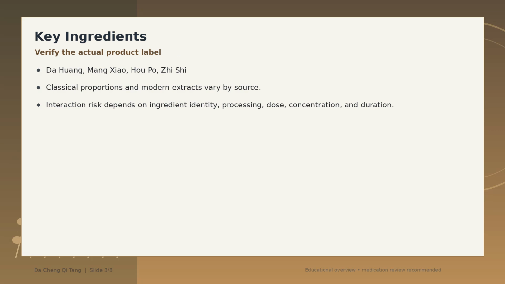In classical formula analysis, some herbs address the principal mechanism, others support the chief action, and others harmonize or direct the prescription. The exact composition can vary by lineage, manufacturer, granule concentration, and modification. For interaction analysis, the actual ingredient label and dose are more important than relying only on the traditional formula name.